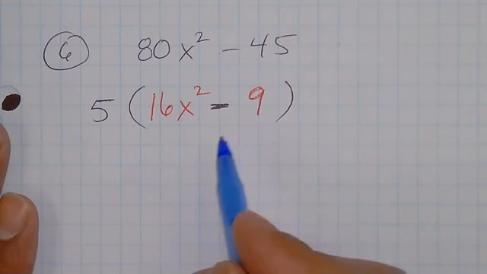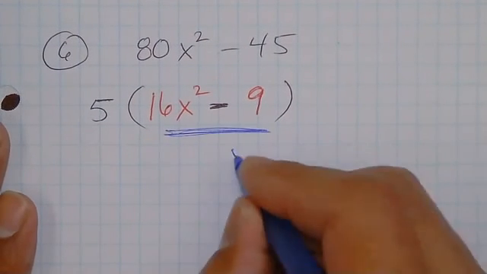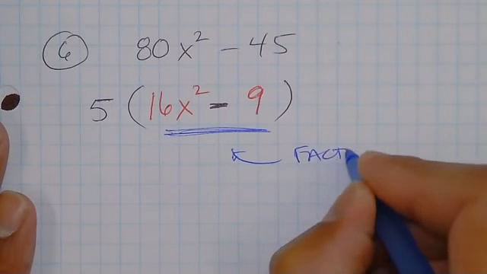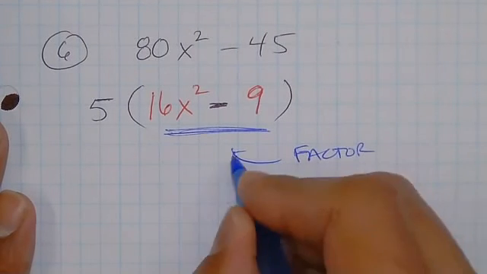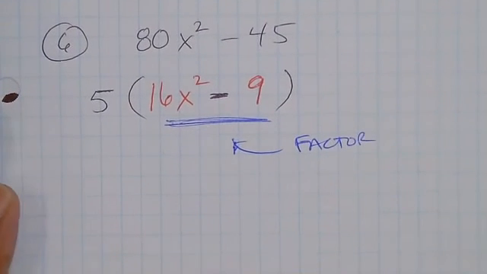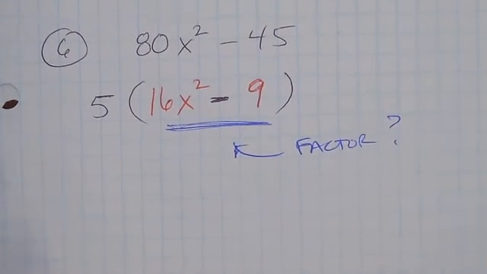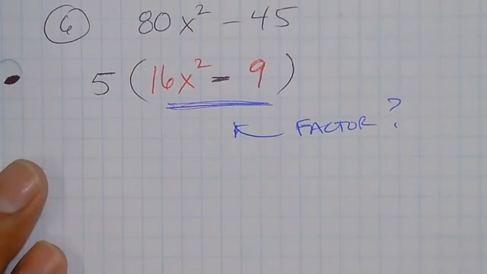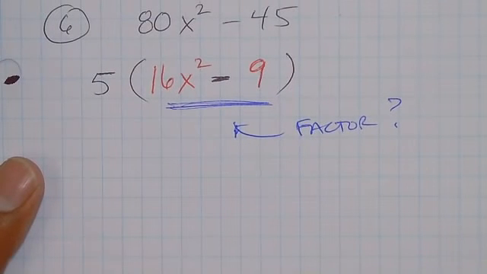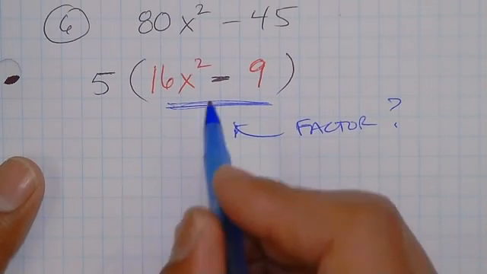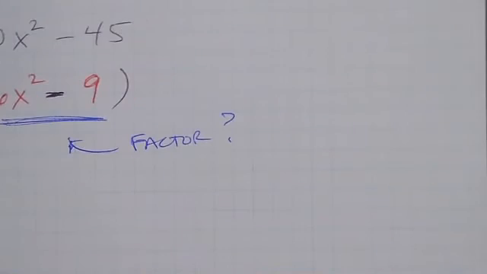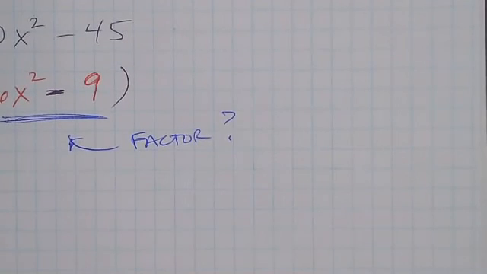Okay, we factored it out. But now this, whatever remains here, will also be able to factor again. That's going to be true for all the problems today. Can anybody tell me what type of factoring this one is? Difference of squares. Let's see. Let me do it over here on the side.